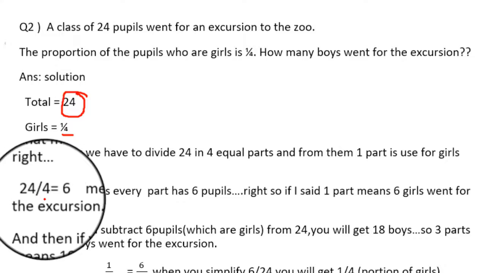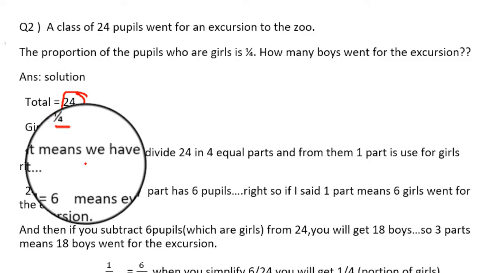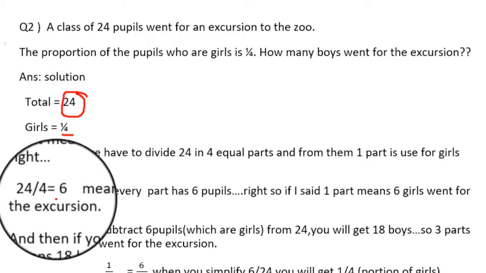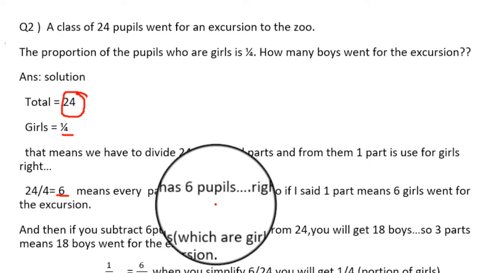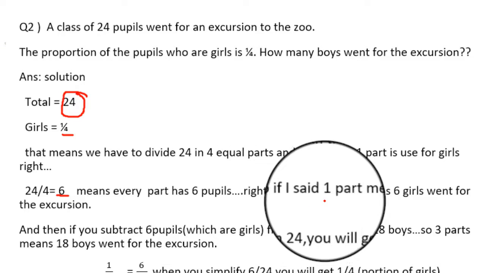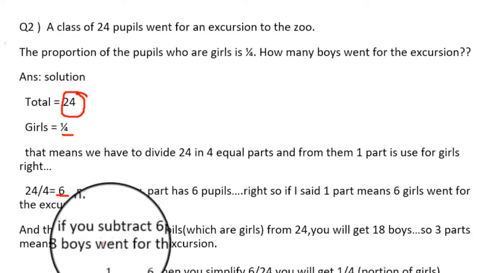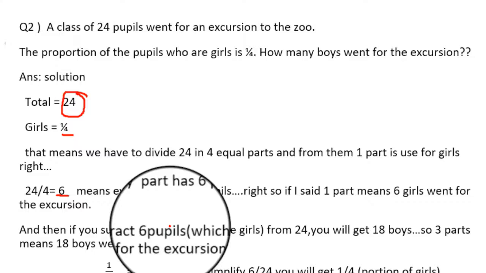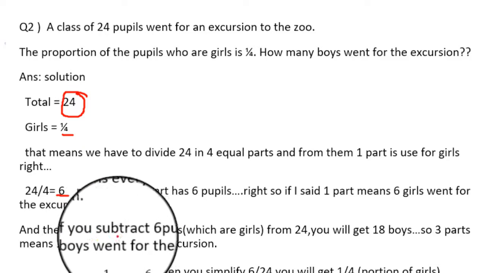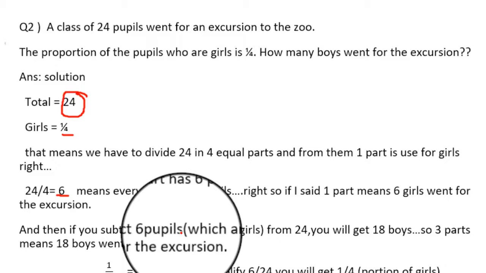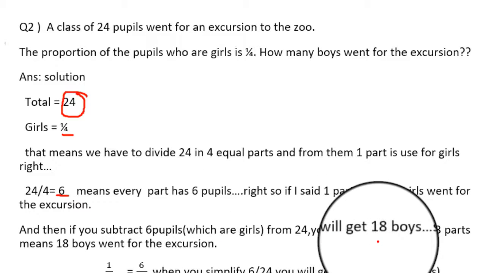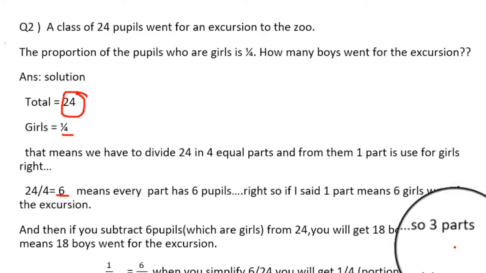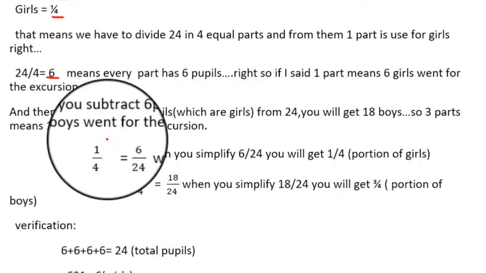24 divided by 4 and you will get 6, which means one part contains 6 people, right? Every part has 6 people, right? So one part means 6 girls went for the excursion, that's correct, right? And then if you subtract these 6 girls from 24, you will get 18. So that means 18 boys went for the excursion. That is the 3 parts of the total, right?